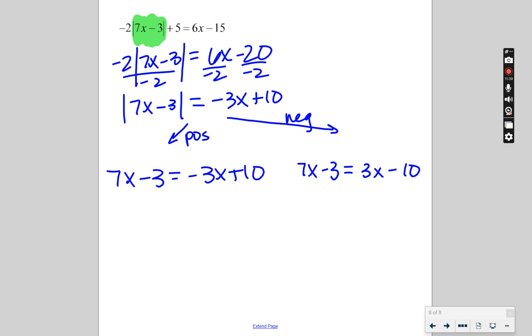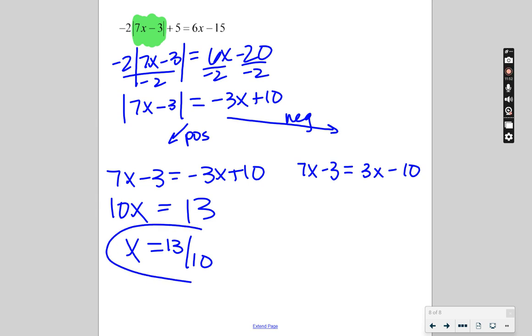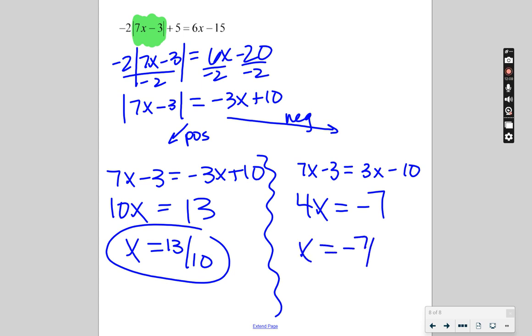So over here, let's see, I think I'll add 3x to both sides. So I have 10x. Add this 3 over here equals 13. So x equals 13 over 10. Over here, let's see, what should I do? Yeah, minus 3x, so we get 4x. Add 3, so we get -7. x equals -7.